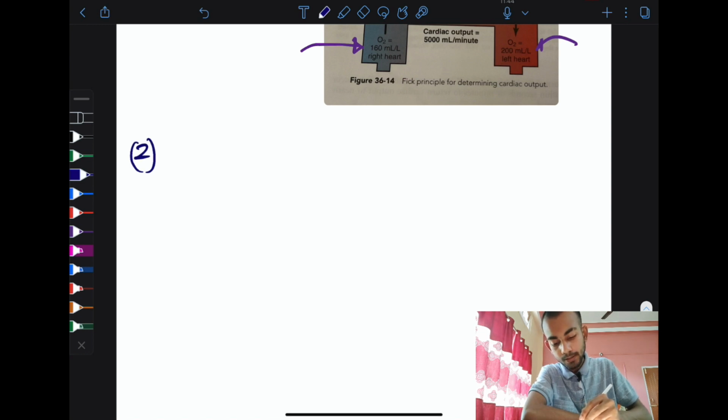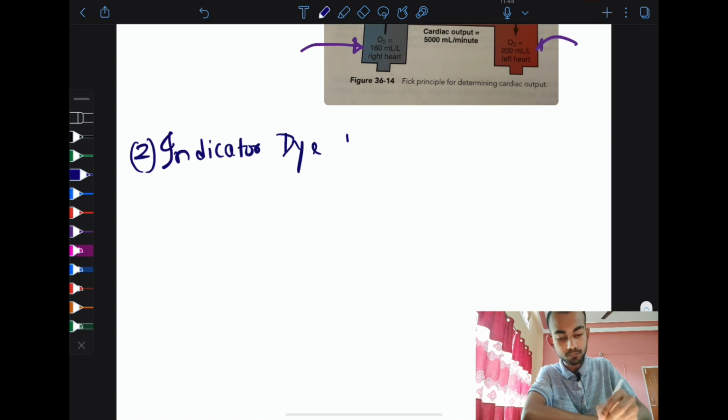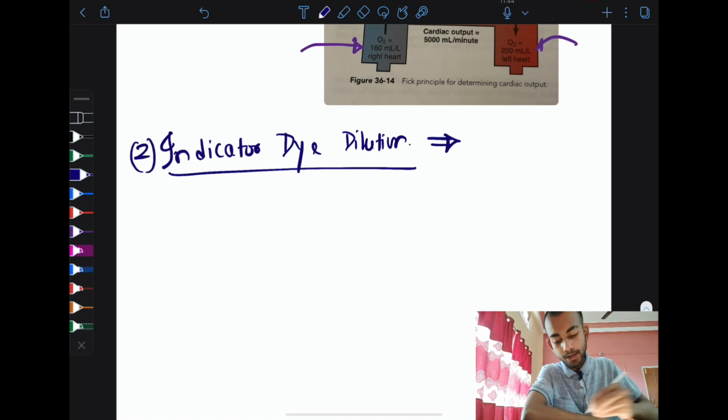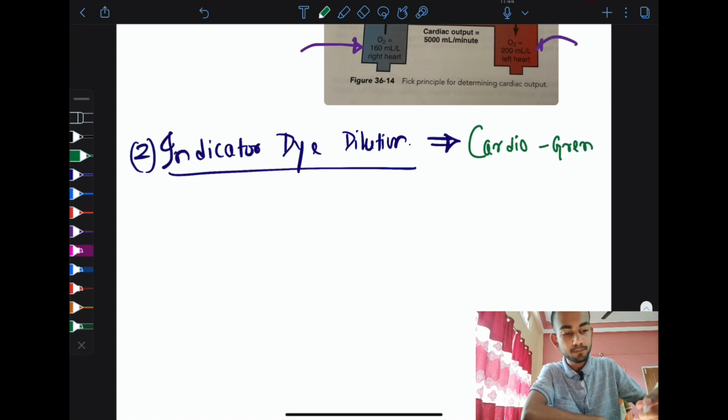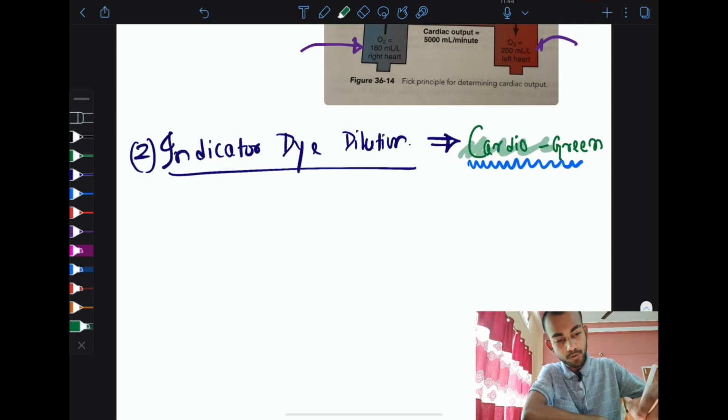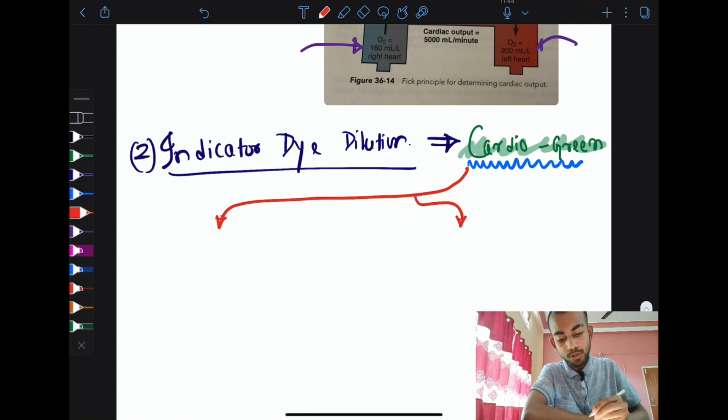Now let us move on to the next invasive way of measuring cardiac output, that is the indicator dye dilution method. In this method, the dye which we use is cardio green. I have written it in green color so that you can remember. The dye which we use is cardio green.